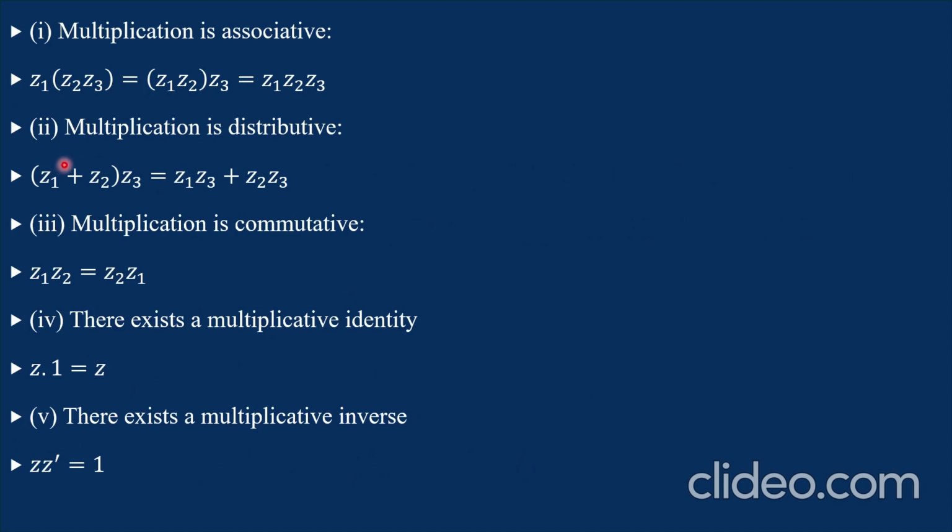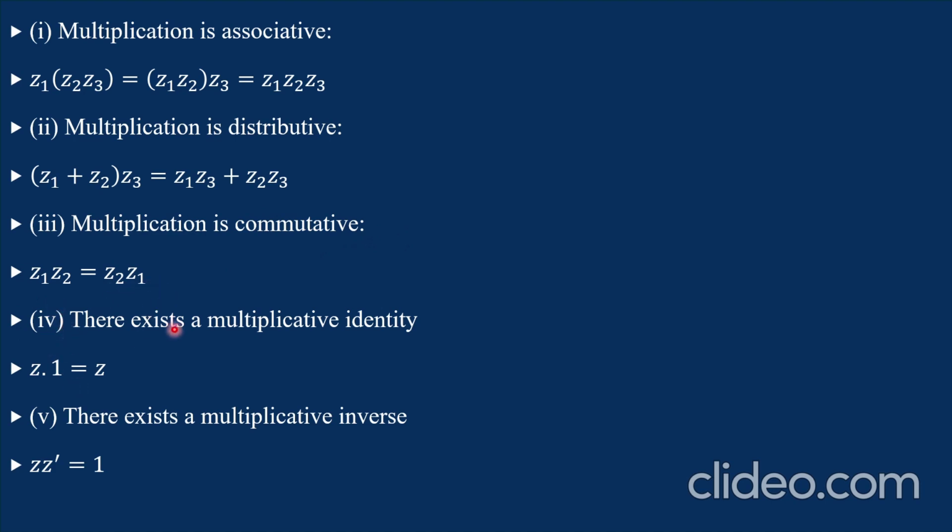Then the properties of multiplication. Multiplication is associative. That is, (z1 z2) z3 is equal to z1 (z2 z3), which is equal to z1 z2 z3. First property. Then second property, multiplication is distributive. That is, (z1 plus z2) into z3 is equal to z1 z3 plus z2 z3. The third property, multiplication is commutative. That is, z1 z2 is equal to z2 z1.